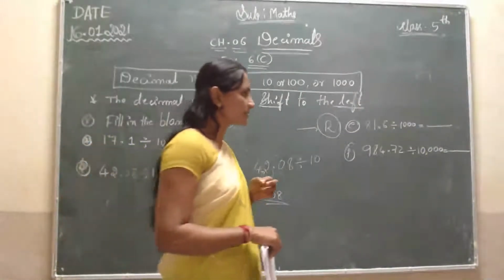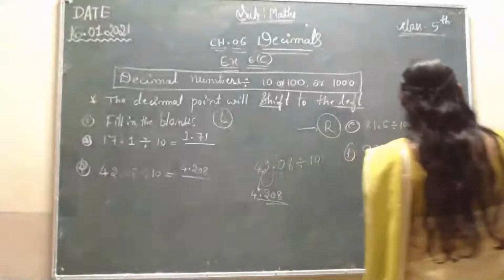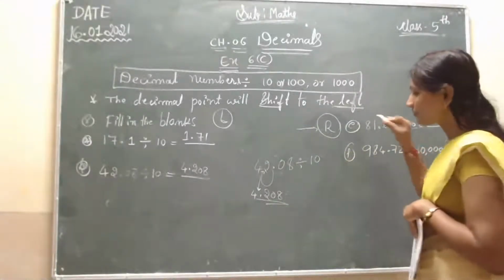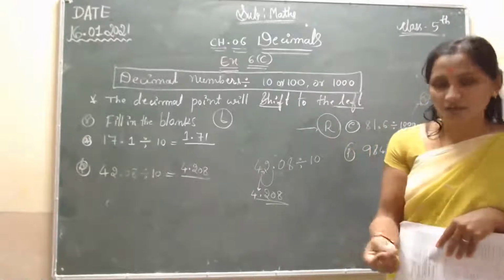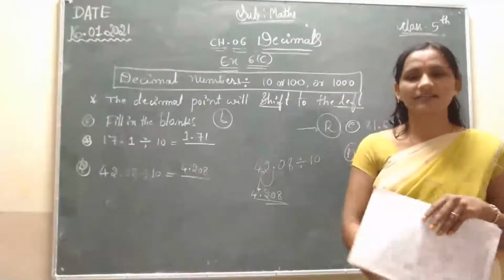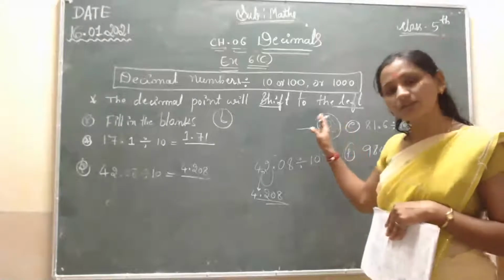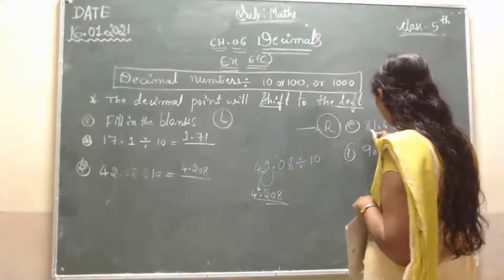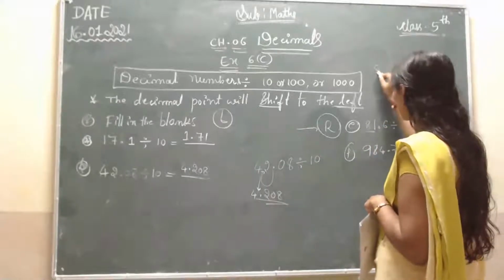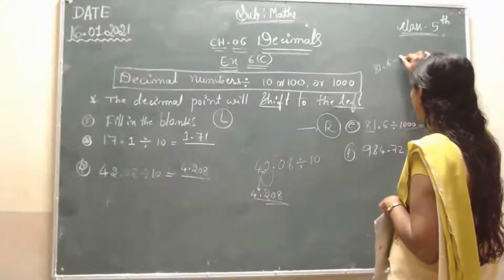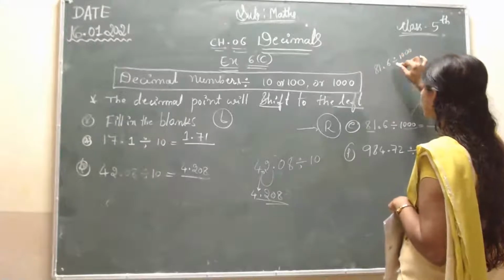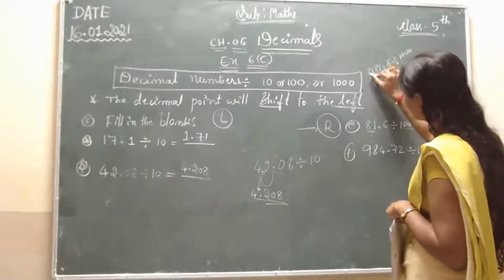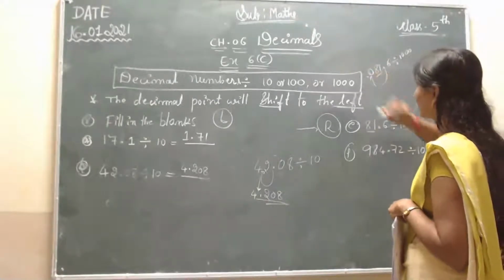Thousand means how many zeros here? Three zeros. So you have to shift the point three places to the left side. This is very important. You have to shift to the left side. Here 81.6 divided by 1000, you are given only two numbers before the point, so you have to take zeros, because you have to write the point here.